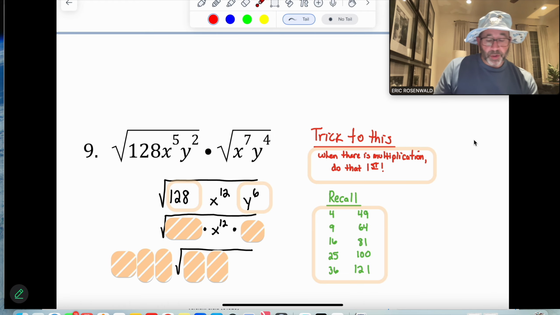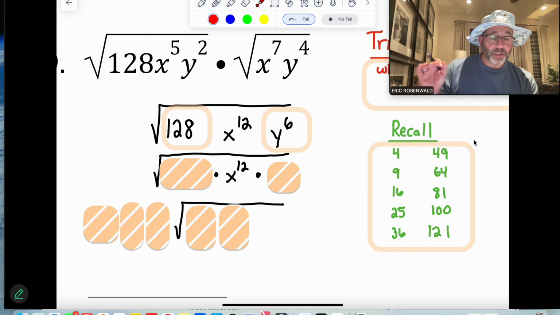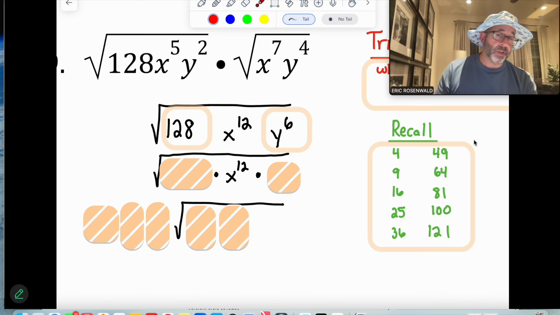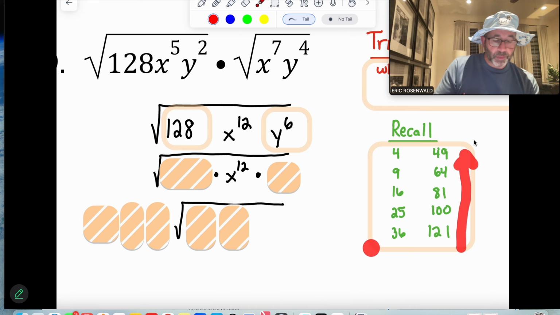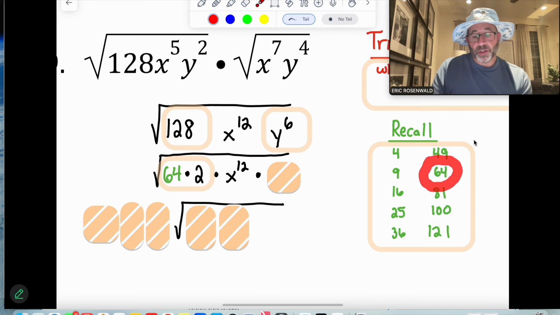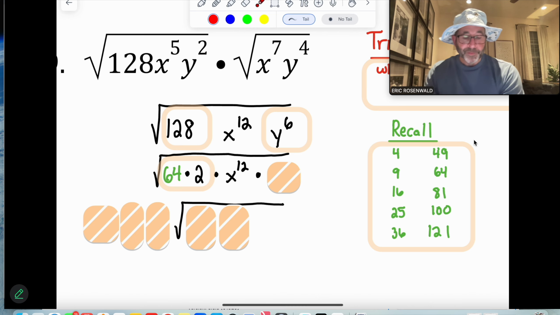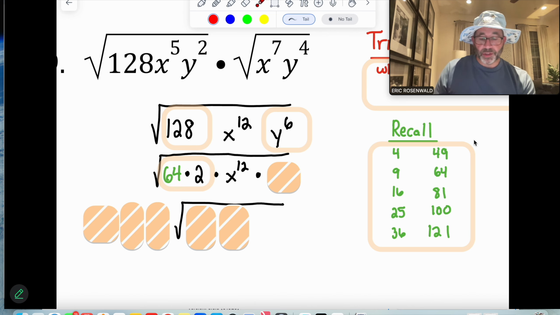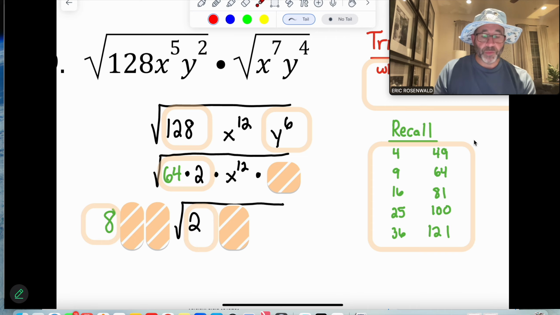So recall, when we're going to simplify, we're looking to see which numbers work with this 128. So again, we're going to start from this way and work our way down. Which value is the largest value that we can use that works with 128? So do 128 divided by each one of these, and the first one that works is going to be 64. So 128 divided by 64 is 2. We do the square root of 64, which is just 8, and then that 2 stays on the inside.